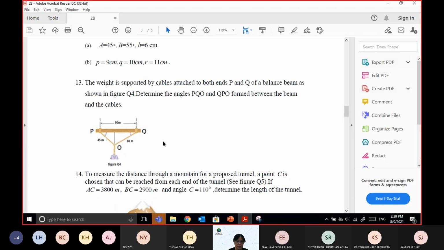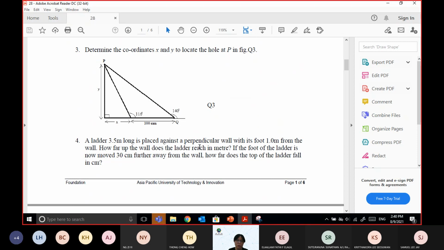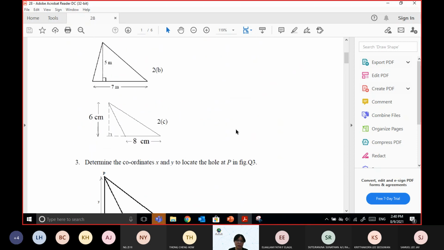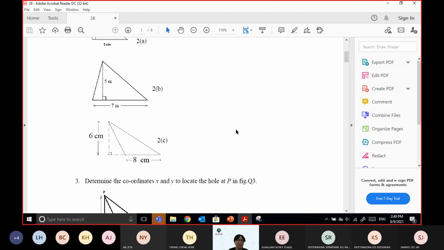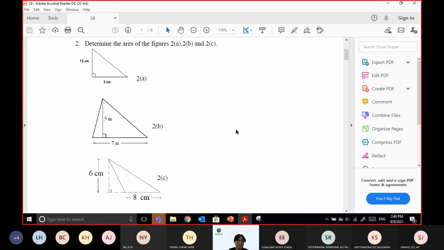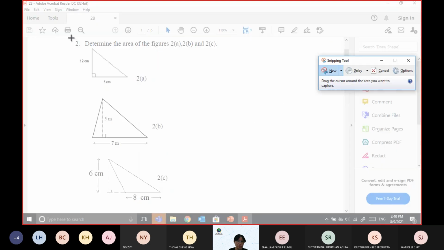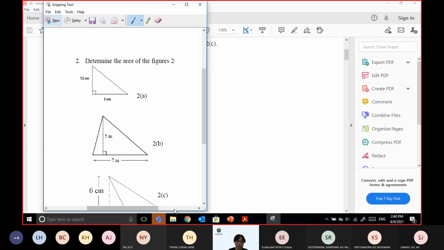Okay. So these are the tutorial questions. I think today for these 2 hours, we will just spend on our tutorial. But before that, let me have a look, we start with question number 2. Question number 2 is to find the area.